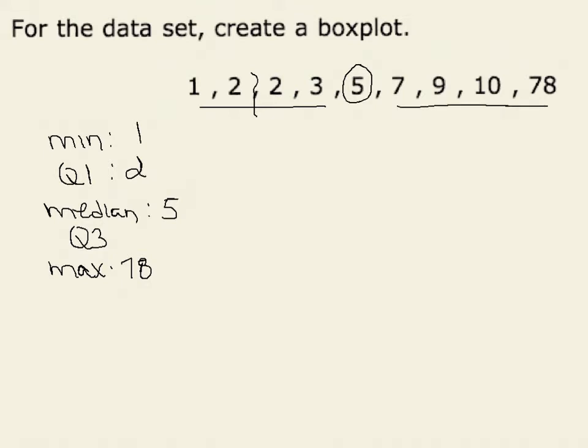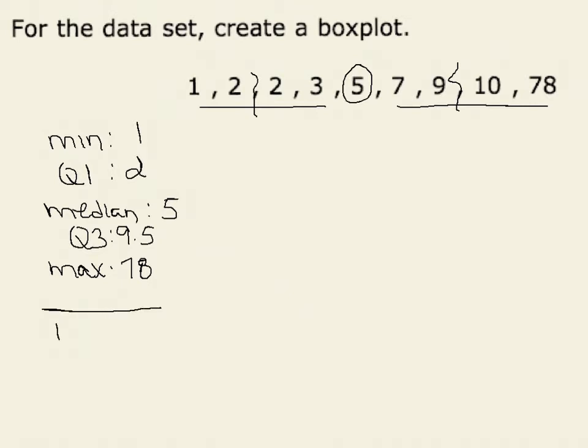Likewise, the upper quartile is a value that divides the upper half of the data into halves. So, the upper quartile is going to be the average of the 2 middle data values in the upper half of the data set, or between 9 and 10, which is 9.5.